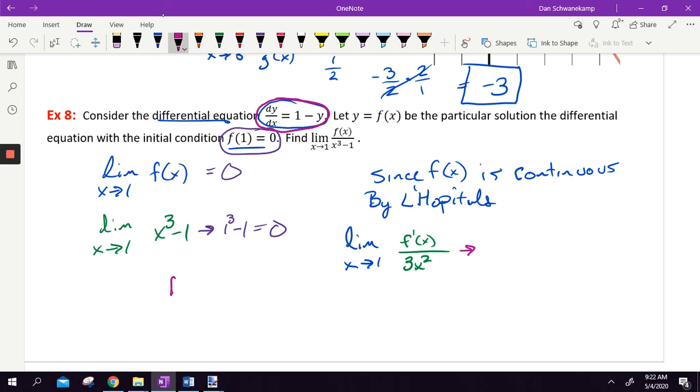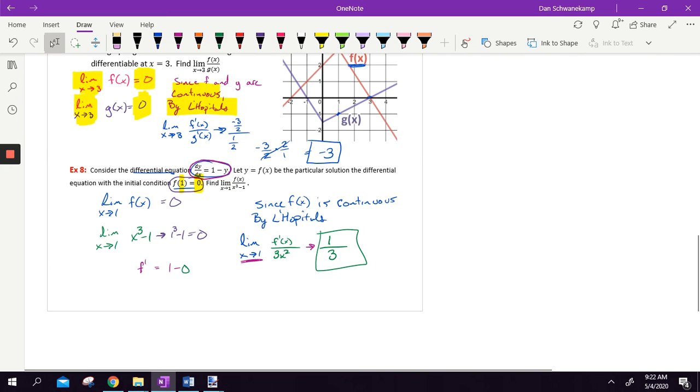So think about that. F prime is going to be equal to 1 minus my y value. What am I going to plug in for my y value if I want to find the limit when x is 1? 0. That's my y value. When my x is 1, my y value is 0. So it's going to be 1 minus 0. So on top, it is just 1. On bottom, I'm going to plug in 1. 1 squared is 1 times 3 is 3. My answer is 1/3. L'Hopital's rule.